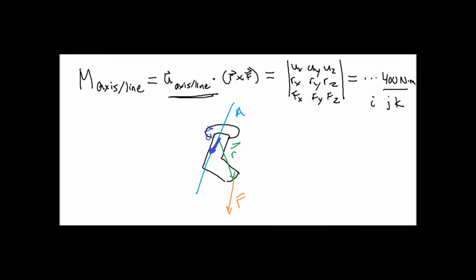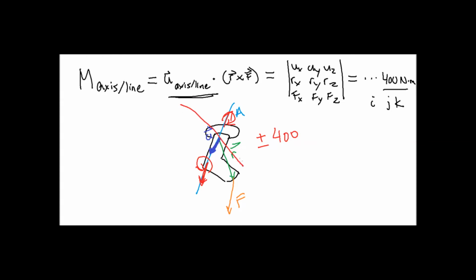Which means that our final answer has to be either this or this. It can only be one of two answers. Again, because a moment about A means a rotation like this, in which case we have a positive moment, or like this, in which case we have a negative moment. And that's why our answer can just be a number, let's say 400, with either a positive or a negative sign on it, because it can only be in the direction of the line that we're looking at.